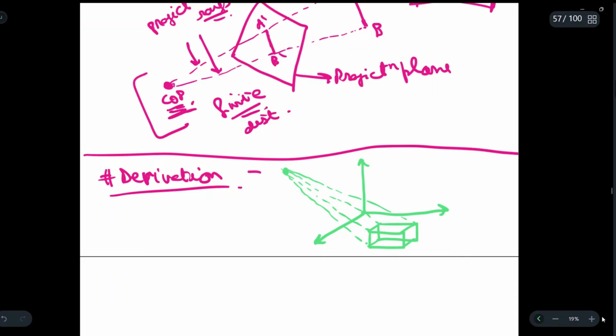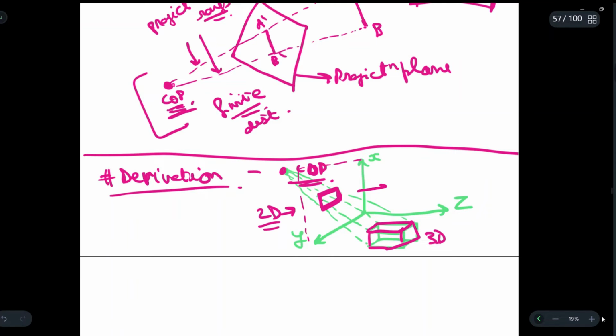Suppose this is the x, this is the y and this is the z axis. Now we are going to project this 3D object onto a 2D plane, that is, a 2D image will be created over here. A 2D image of this 3D object is displayed using perspective projection. And this is the COP, which is present at a finite distance from the image plane. That is, the xy plane is the image plane.